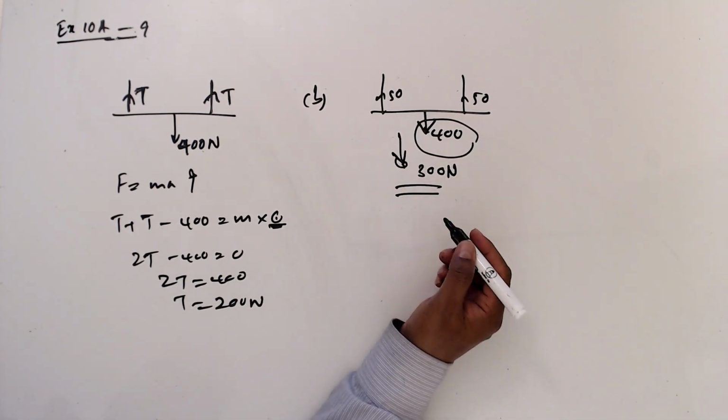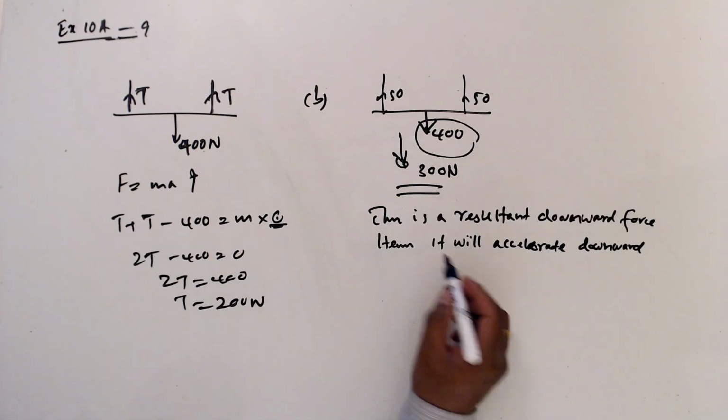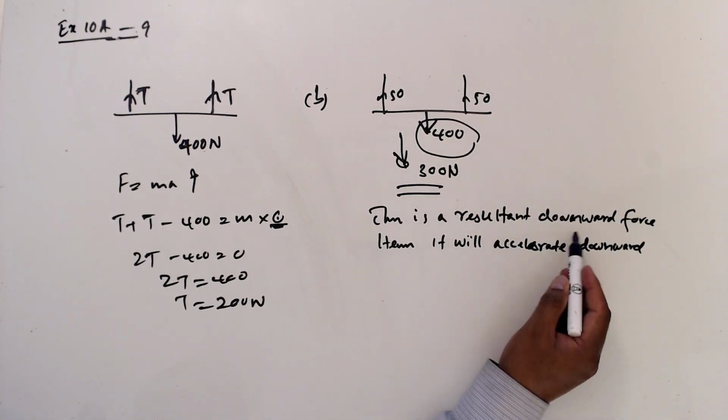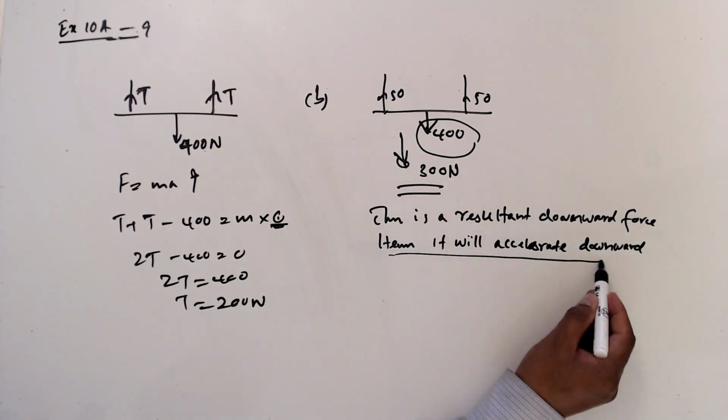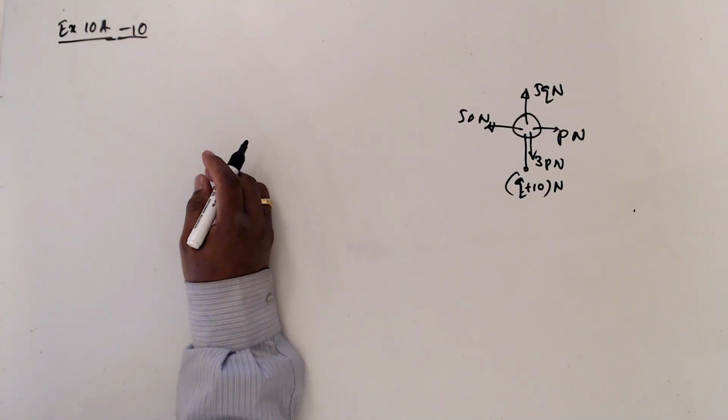Hence there is an acceleration downward. There is a resultant downward force, hence it will accelerate downward. Question number 10. The diagram shows a particle acted on by a set of forces. Given that the particle is at rest, find the value of P and the value of Q.